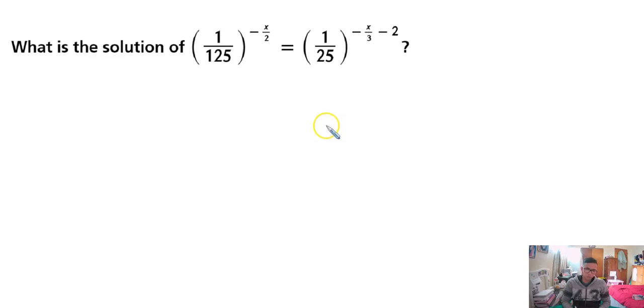What is the solution of 1 over 125 raised to negative x over 2 is equal to 1 over 25 raised to negative x over 3 minus 2? Okay, this will be a lot easier. So step 1 is to rewrite the equation so both sides have the same base. So how are we going to do that?